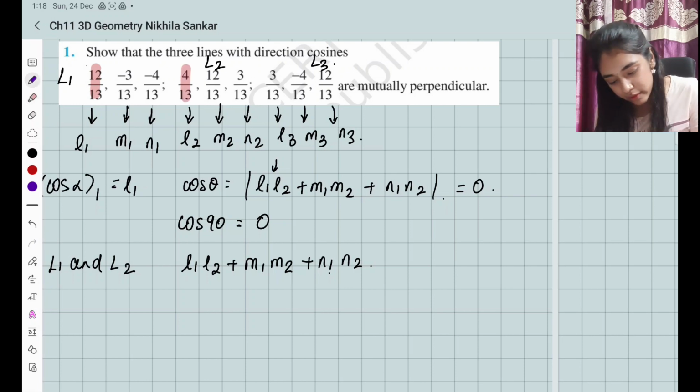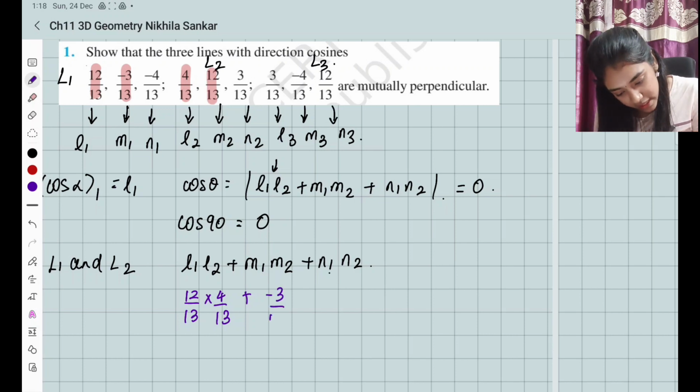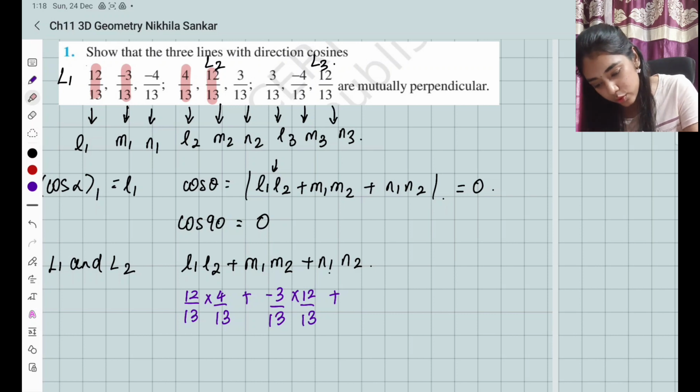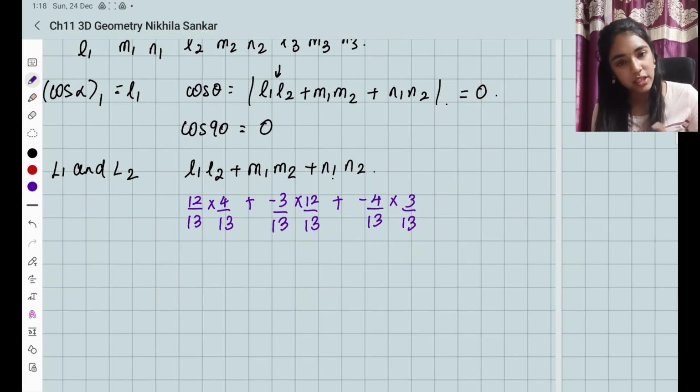So it is going to be 12 by 13 into 4 by 13 plus M1 M2, which is going to be minus 3 by 13 into 12 by 13, plus N1 N2, which is going to be minus 4 by 13 into 3 divided by 13. Now divided by 13 is common.